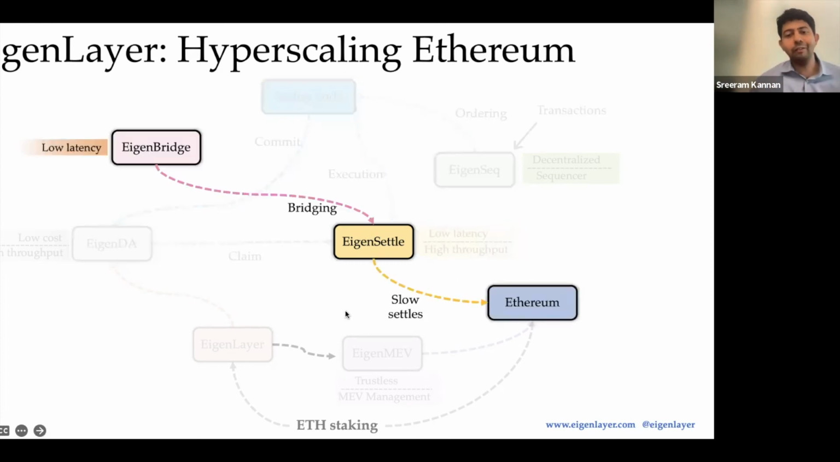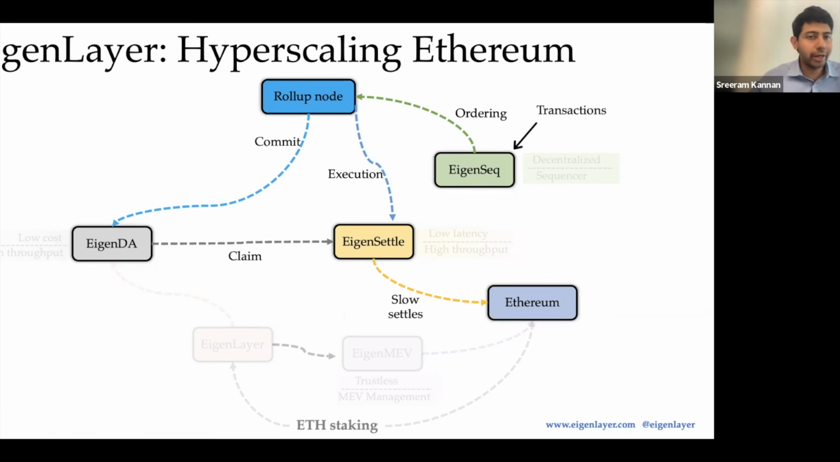And this layer itself settles back to Ethereum in a slow manner. But the assurance you get is as soon as this layer issues you a certificate, you know that there is a massive economic security behind it, because if not, a huge amount of stake is getting slashed on Ethereum.